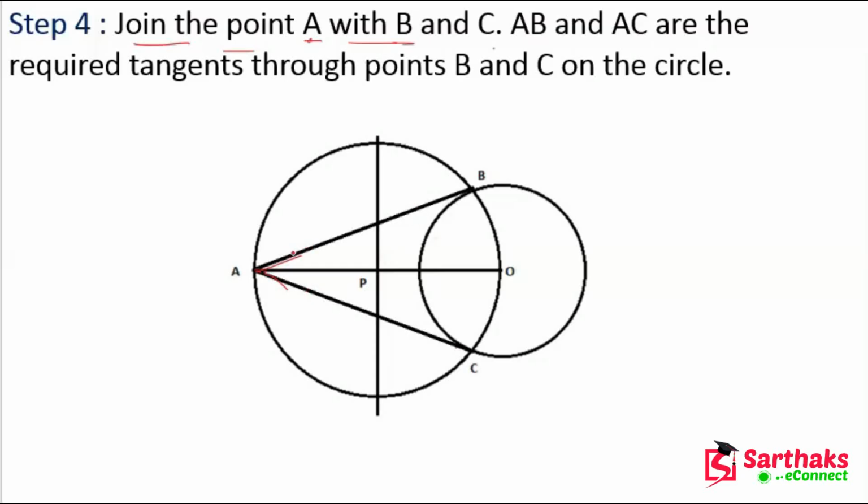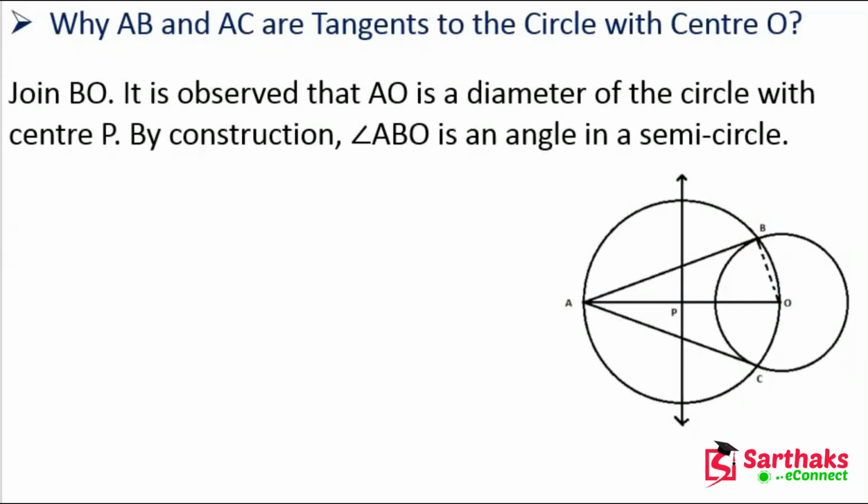So my dear friends, these tangents AB and AC are drawn from the outside point A. So this is the method to construct the tangent from outside of the circle. I hope you are able to do any type of question based on these constructions. Okay, so now let's move on.